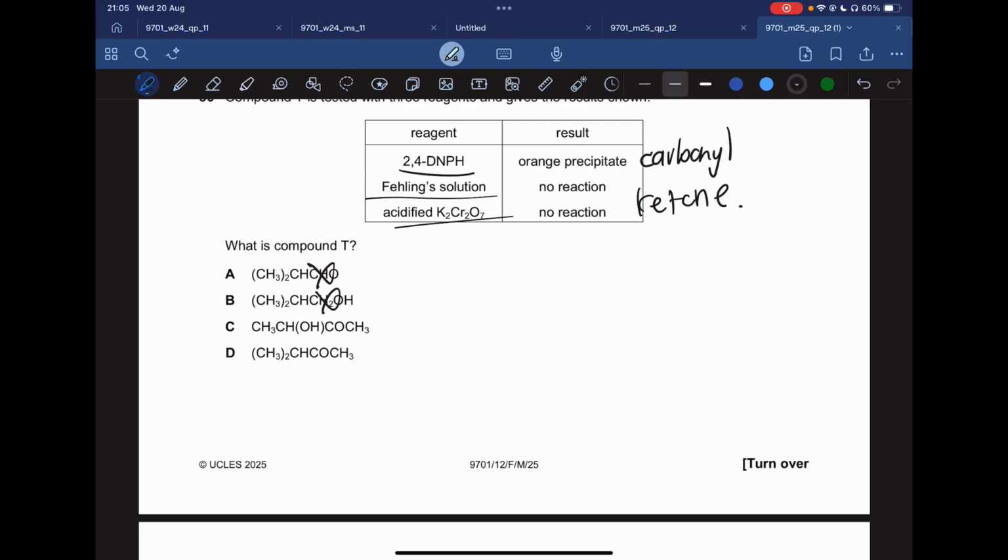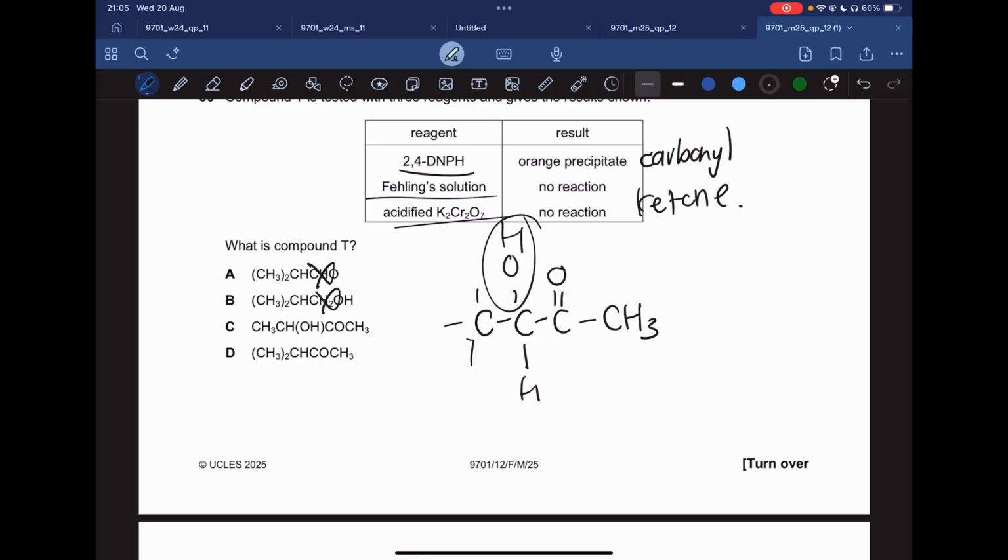Now there's a trick here with C: we have an alcohol. What's really important about this alcohol is that it is a secondary alcohol, and secondary alcohols give positive tests for oxidation.